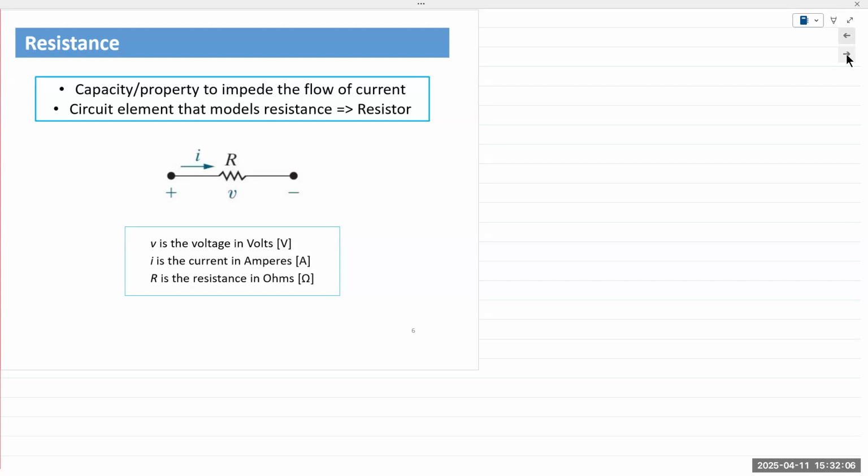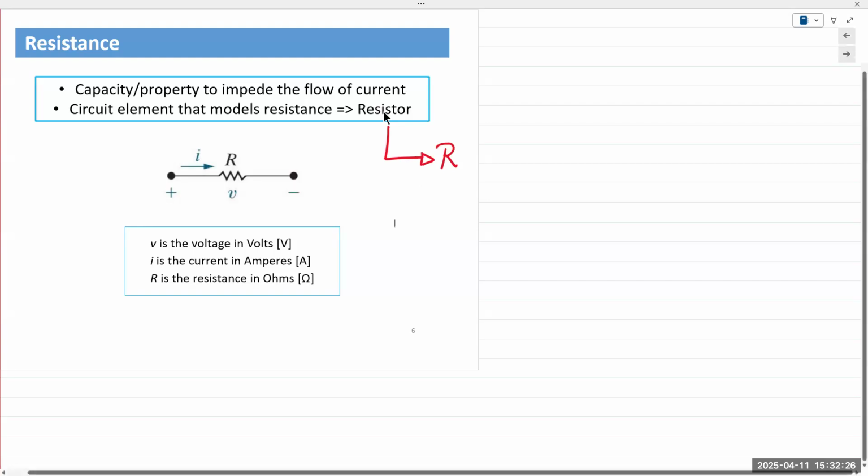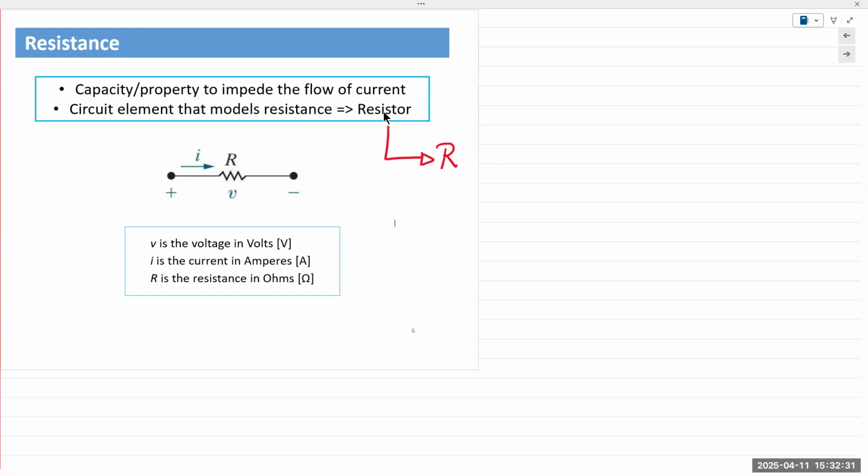The circuit element that models this property is known as a resistor. Resistor is noted with R, and the unit is named after George Ohm, O-H-M, Ohm, noted by the Greek letter uppercase omega. Okay, so R is the resistance in ohms, V is the voltage in volts. Volts is named after Volta. I believe he was Italian. And amps is short for amperes. Amperes is named after Ampere.